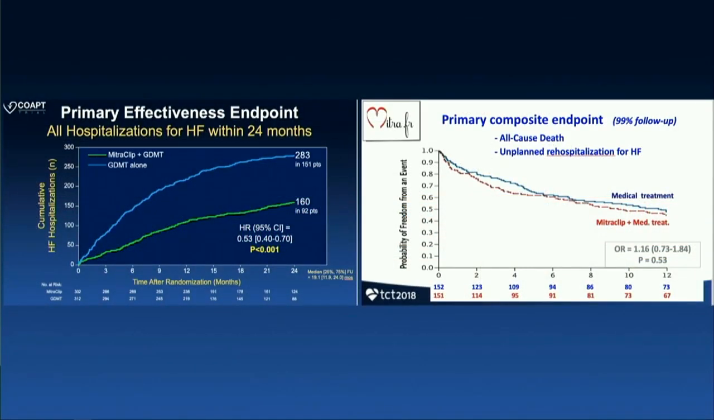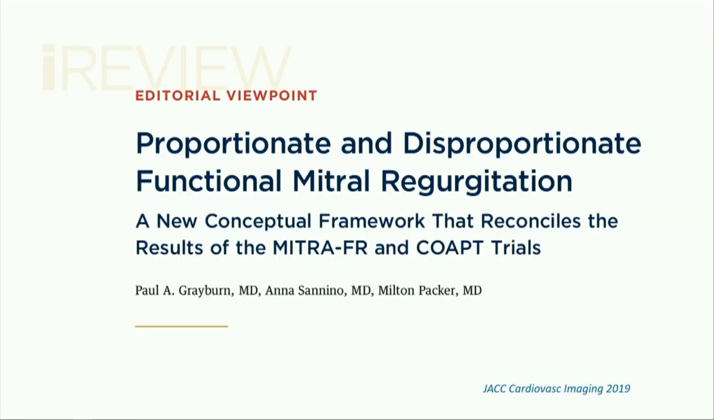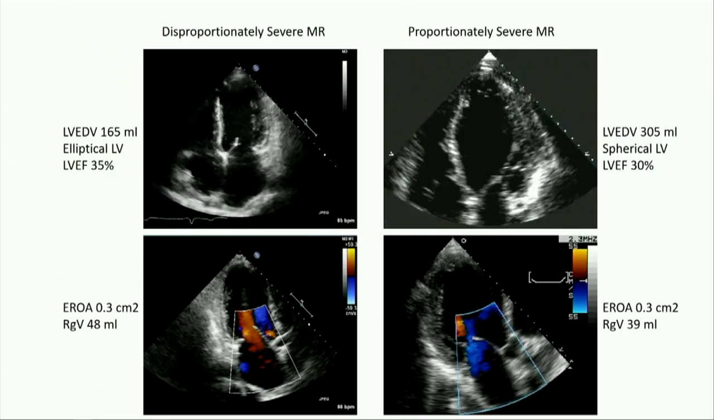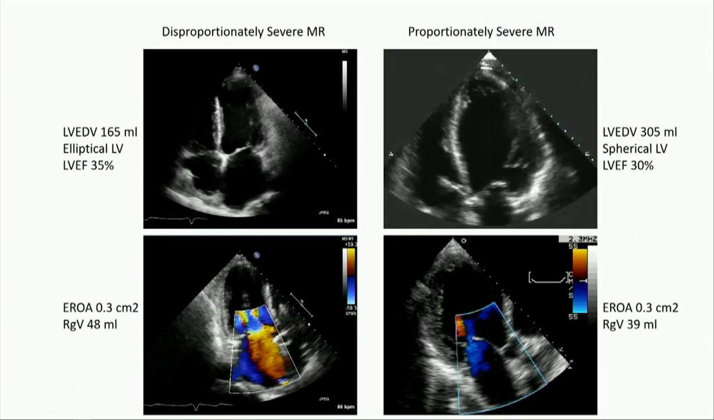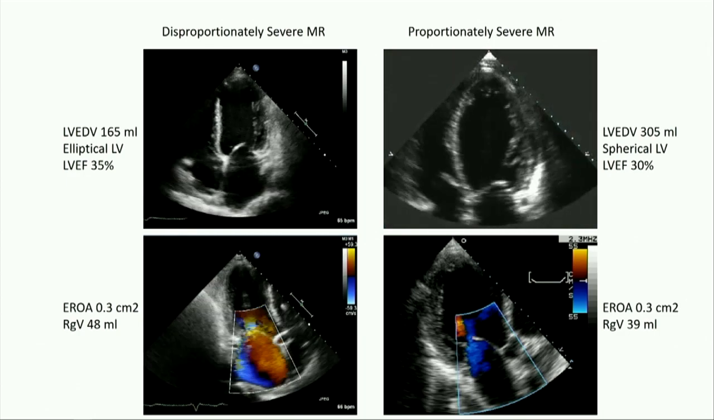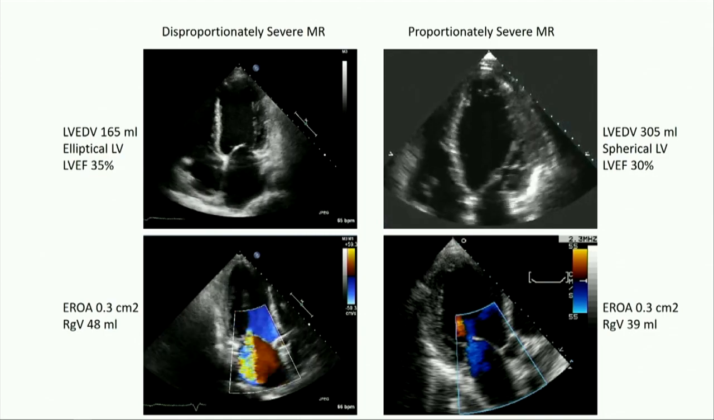Okay? So we've got 2 trials done of the same group of patients, same disease, same patients, same time frame, by the same device, and totally opposite results. Now maybe this begins to explain it. Paul Grayburn and Milton Packer's idea of defining proportionate versus disproportionate FMR. Here's the patient on the left with disproportionate mitral regurgitation, on the right with proportionate mitral regurgitation.